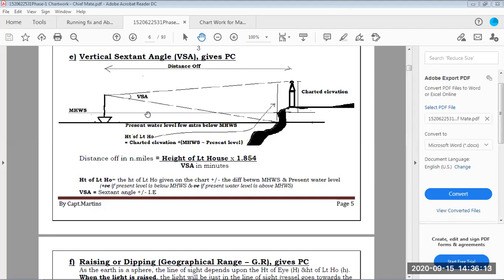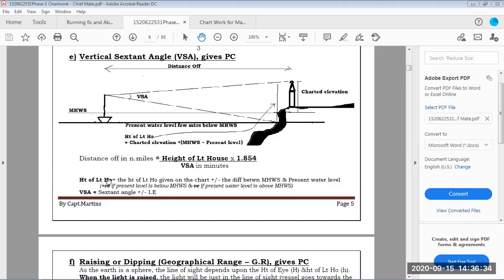And if you have the height of the lighthouse in meters, so we have the formula: distance in nautical miles is equal to height of lighthouse into 1.854 upon vertical sextant angle in minutes.